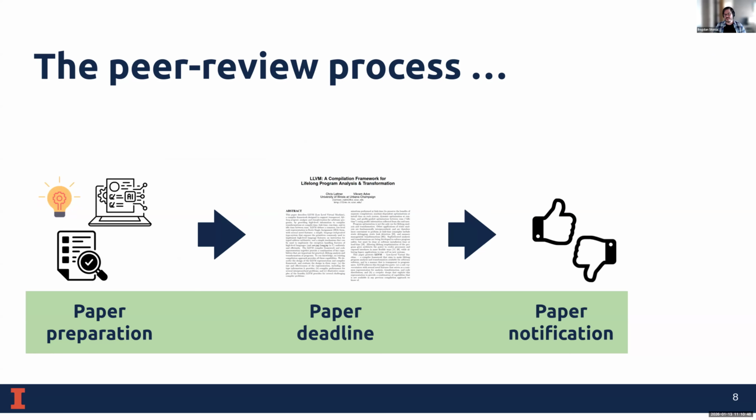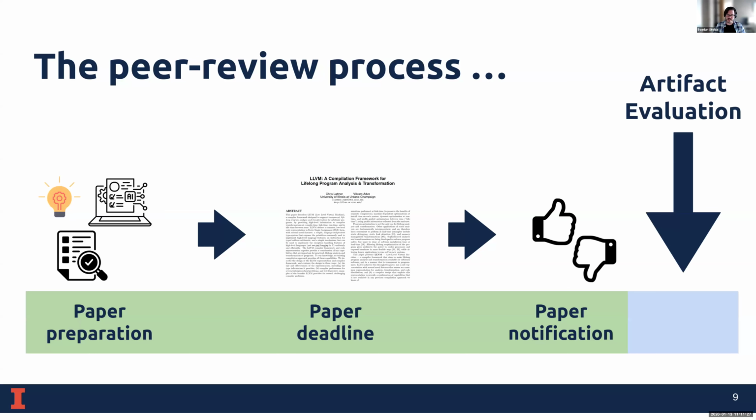And then at the end of this process, you would basically get a decision, a paper notification of acceptance or reject. Some conferences have revise or resubmit, of course. But basically, those are the two outcomes that can happen. And this has been the status quo for a few decades. But around 15 years ago, this peer reviewing process was amended. And nowadays, it's fairly common to have an extra stage, which is called artifact evaluation.